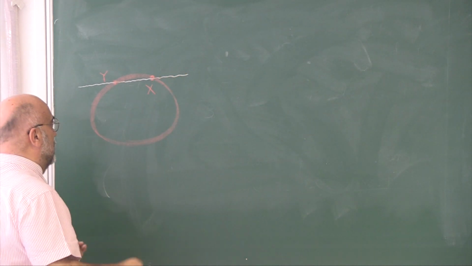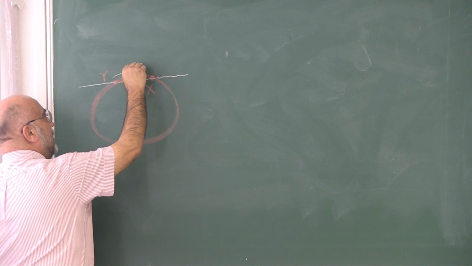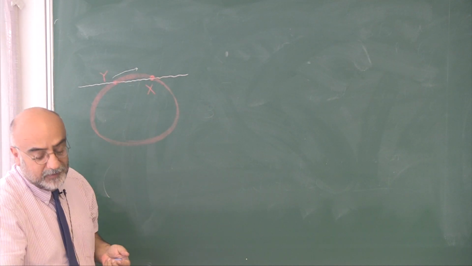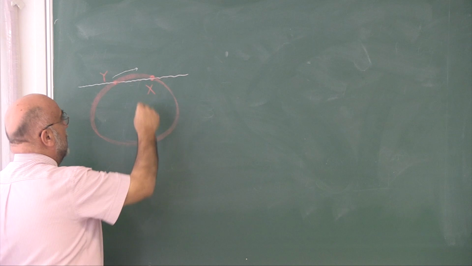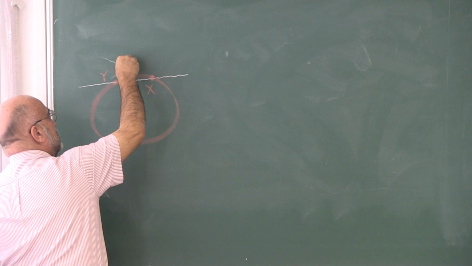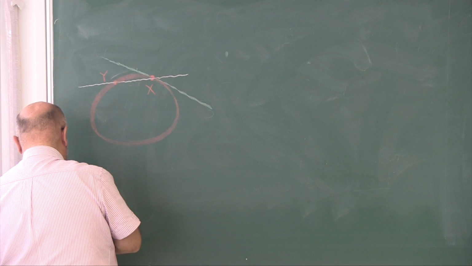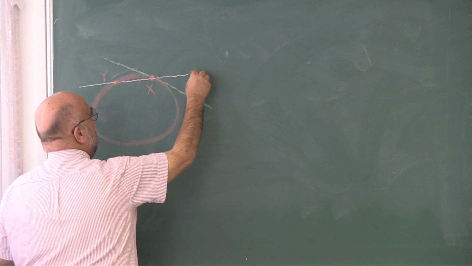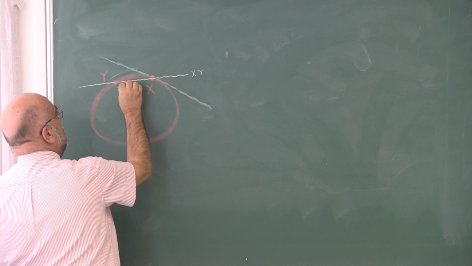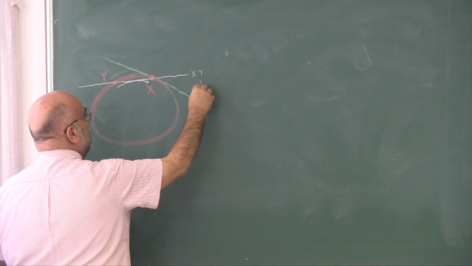While leaving X fixed, if you let Y approach X, of course, this straight line XY will occupy a limiting position, and that is the tangent line at X. Let's say this is the line XY, and as Y moves towards X, XY will move towards the tangent line at X.